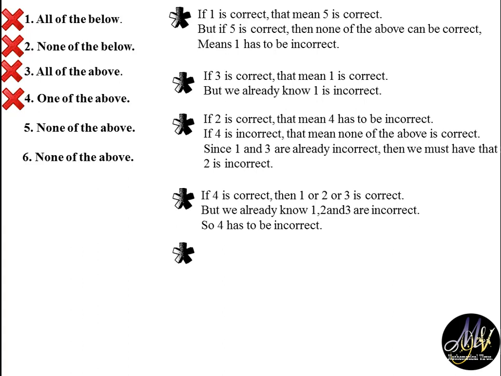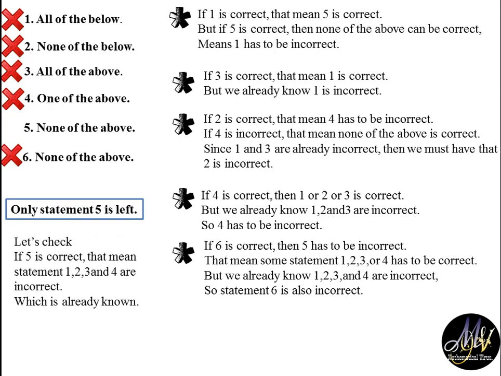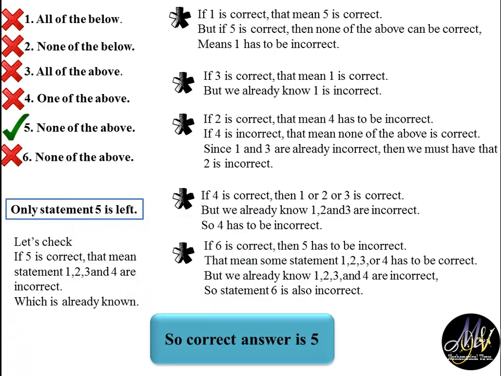Now consider statement 6. If 6 is correct, then 5 has to be incorrect. That means some statement 1, 2, 3 or 4 has to be correct. But we already know 1, 2, 3 and 4 are incorrect. So statement 6 is also incorrect. So only statement 5 is left. Let's check. If 5 is correct, that means statements 1, 2, 3 and 4 are incorrect, which is already known. So the correct answer is 5.